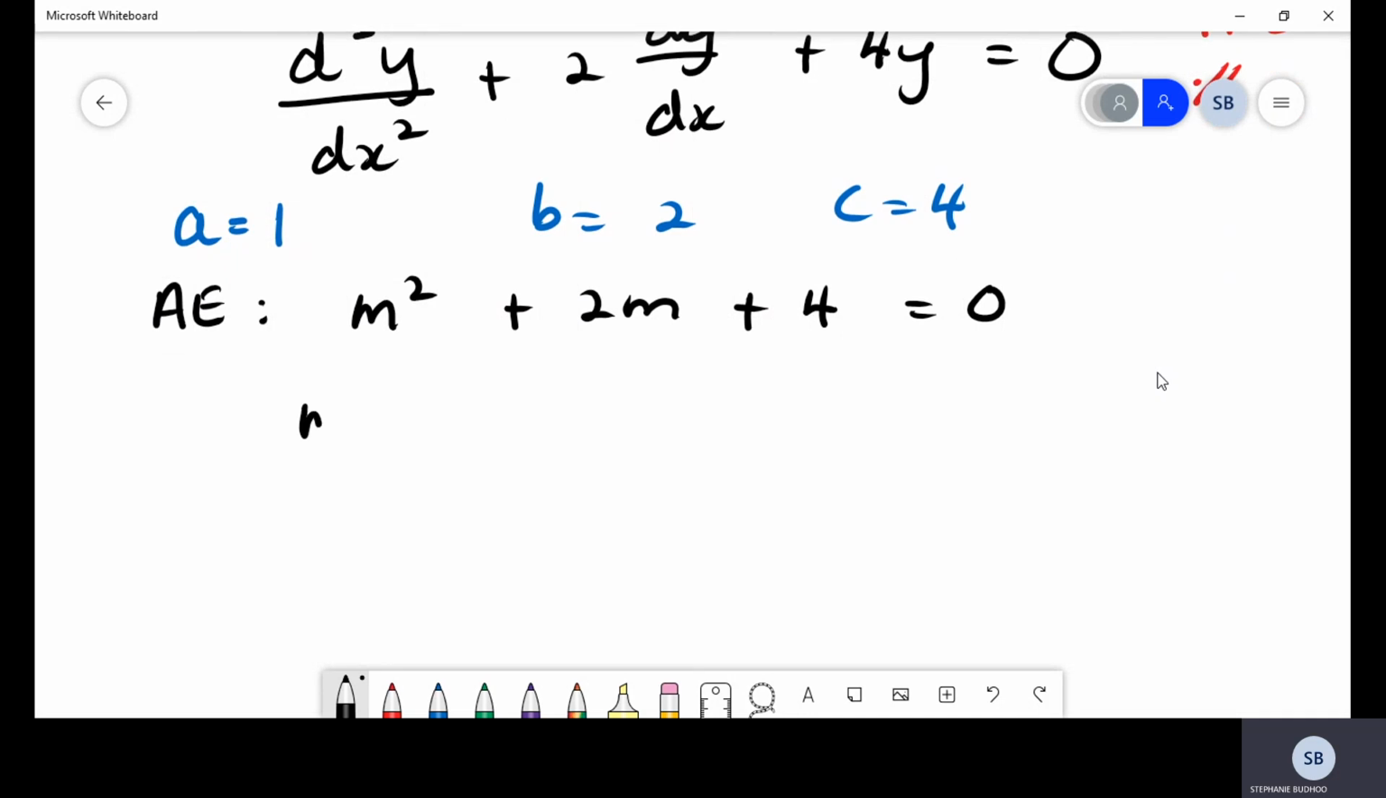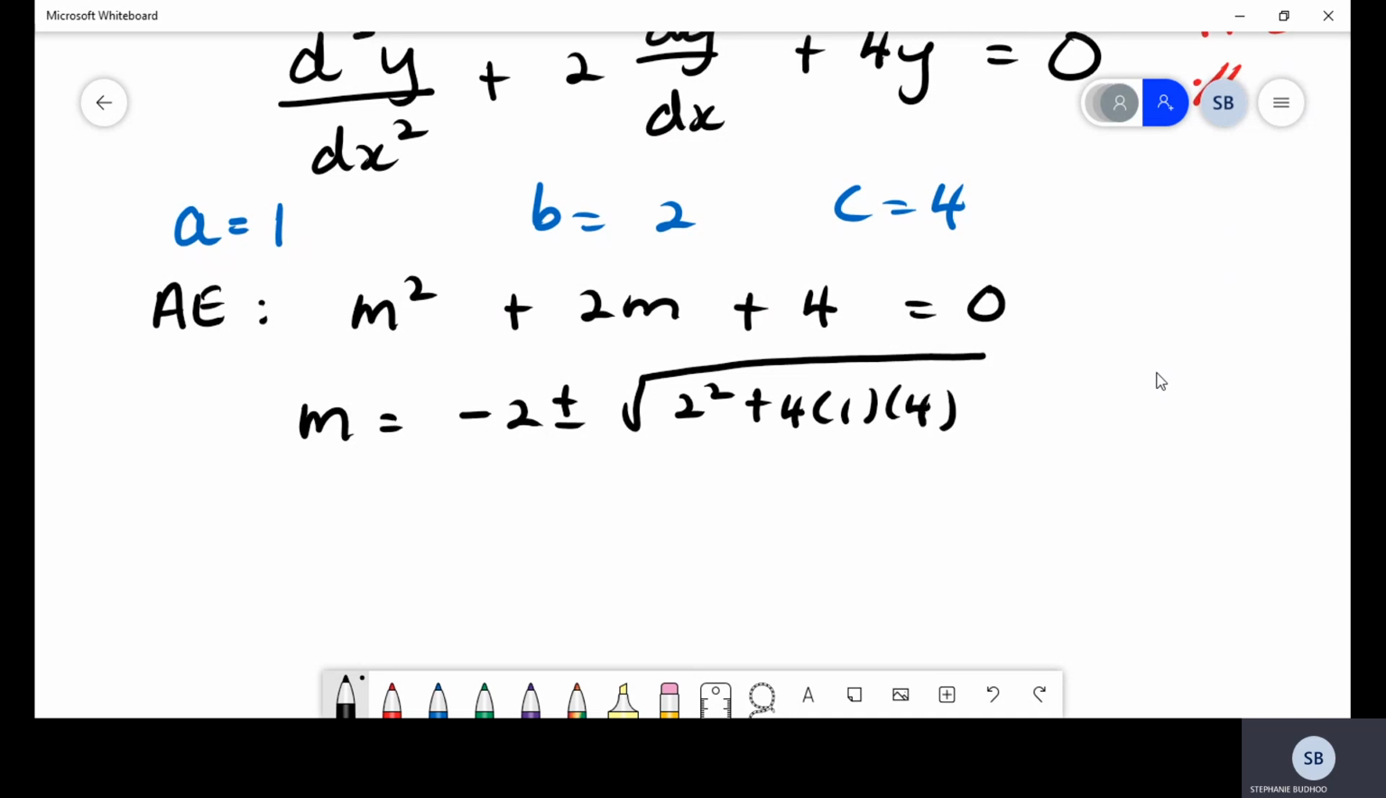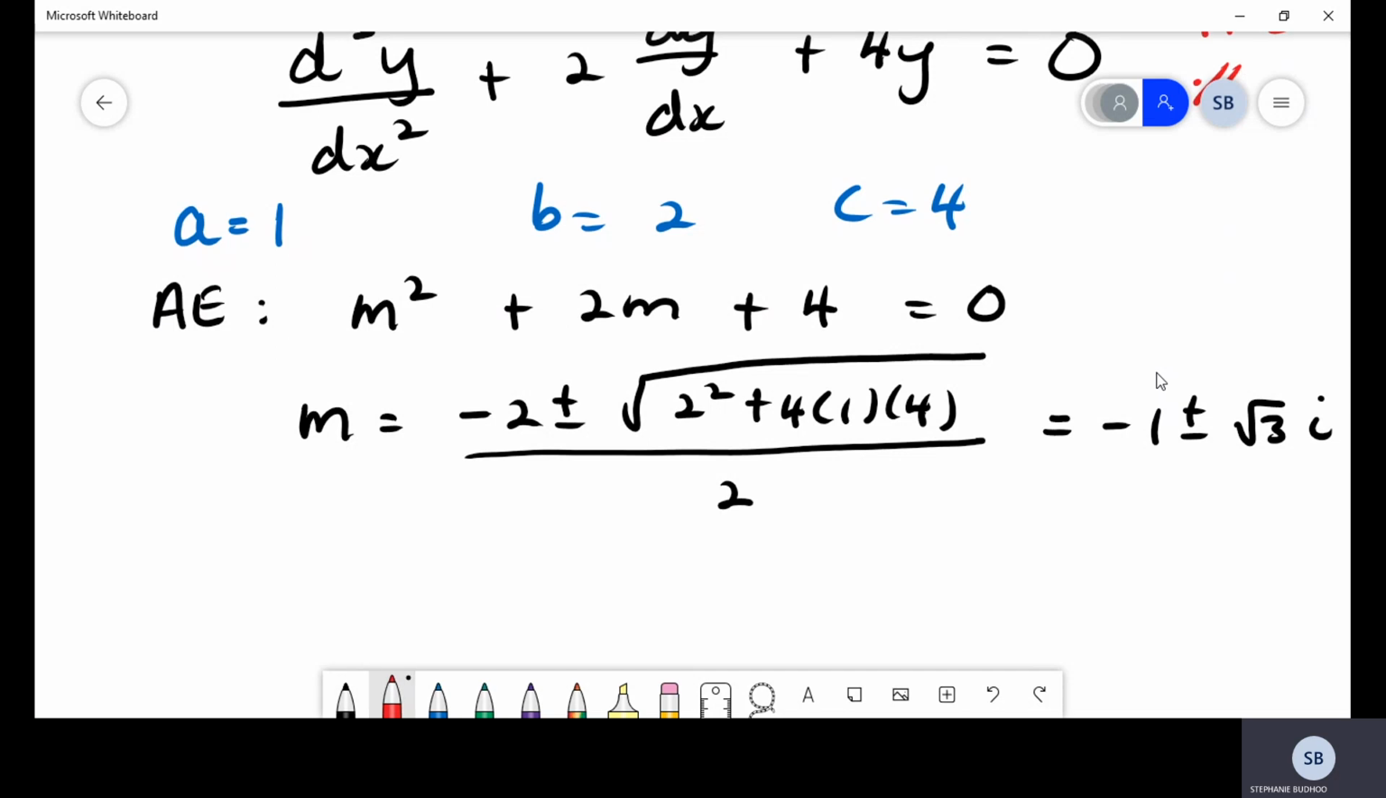In applying the quadratic formula, we will get m = (-2 ± √(2² - 4 × 1 × 4)) / 2. This simplifies to -1 ± √3 i. Now, when you have found a case where your roots are imaginary, then your general solution takes a particular form.